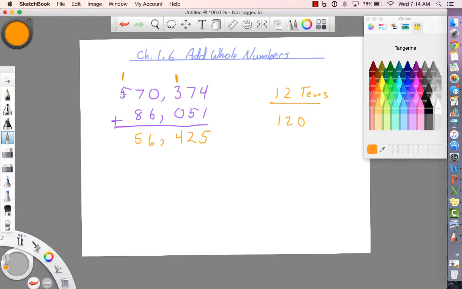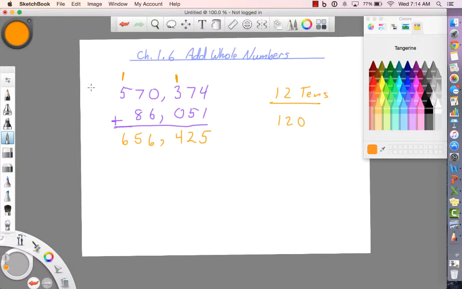And then our last bit is to add the 100,000s. There are no 100,000s in this first number because it's just 86,000. But we don't need to worry about that. We can just bring the 5 and the 1 down, really. So we end up with 656,425. All right, good. Now the next thing they want you to do is learn how to estimate.